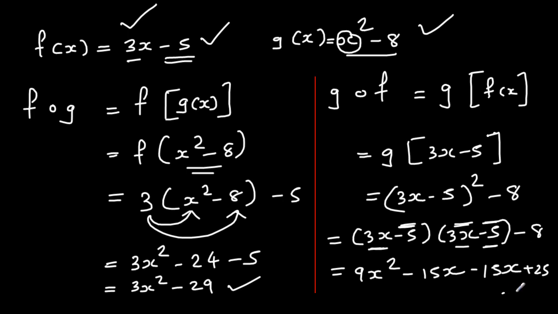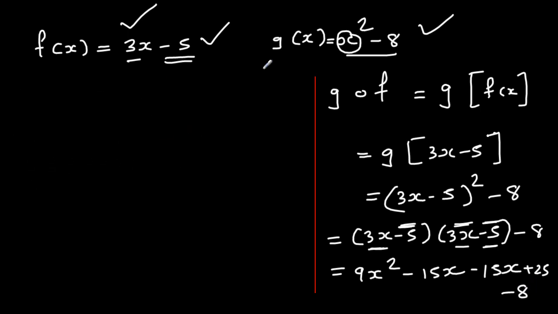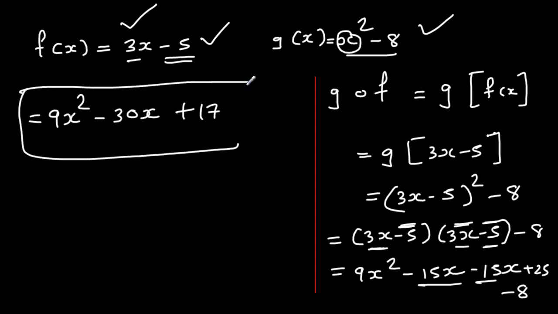Now I will erase this stuff, so I will continue my calculation over here. This will be 9x square minus 15x minus 15x. I will combine the like terms, that will make minus 30x. 25 minus 8, that will make plus 17. So this is how you can find a composite function. Let us see one more example.